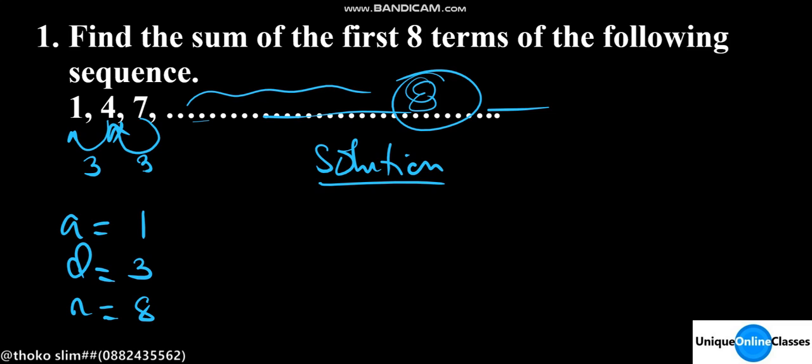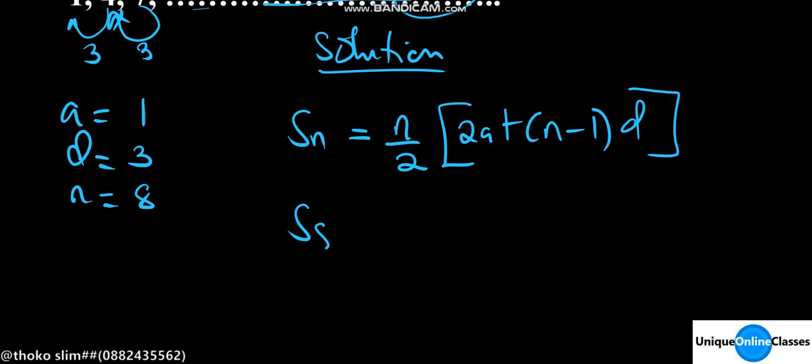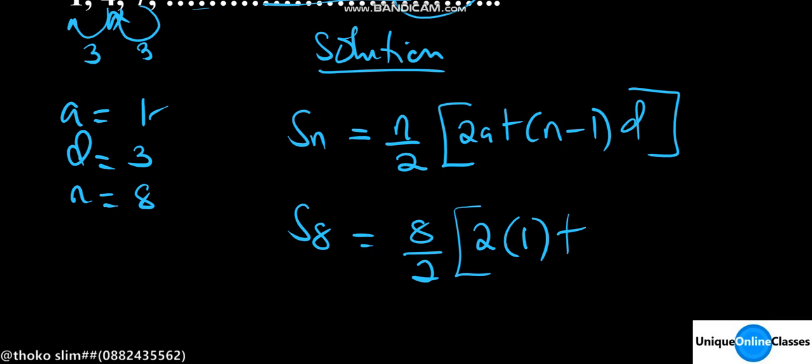Then with A, D, and our N, which is 8, we should find the sum of the first 8 terms. So Sn is equal to n over 2, then big bracket 2a plus open bracket n minus 1, then d close bracket. So the sum of 8 terms is equal to 8 over 2, then a bigger bracket here, 2 times our first term, that's 1, then plus n, it's 8 minus 1, and the common difference, that's 3.